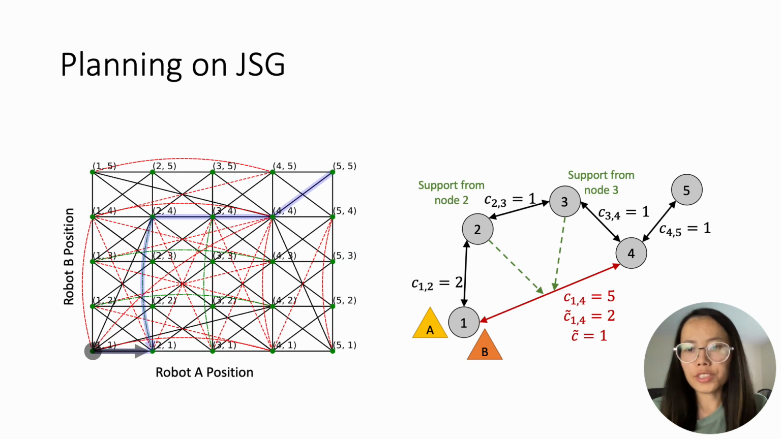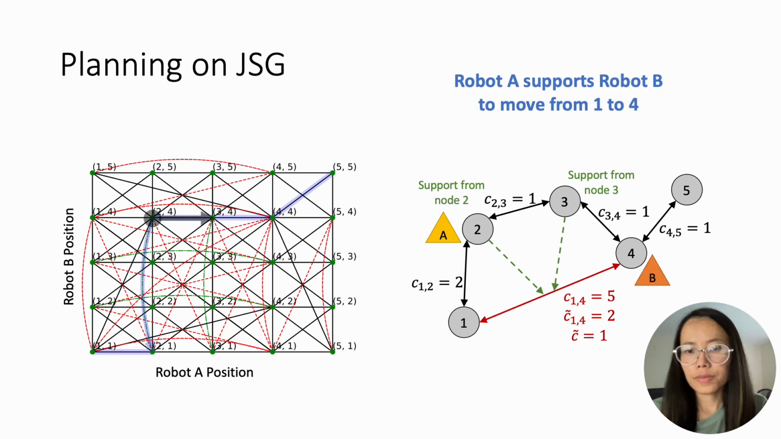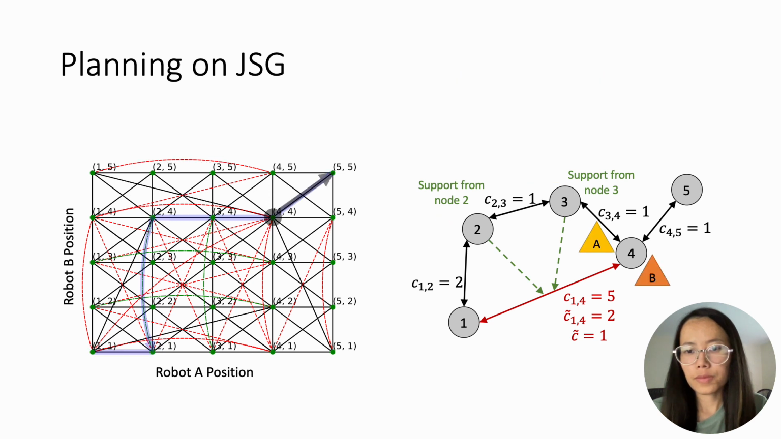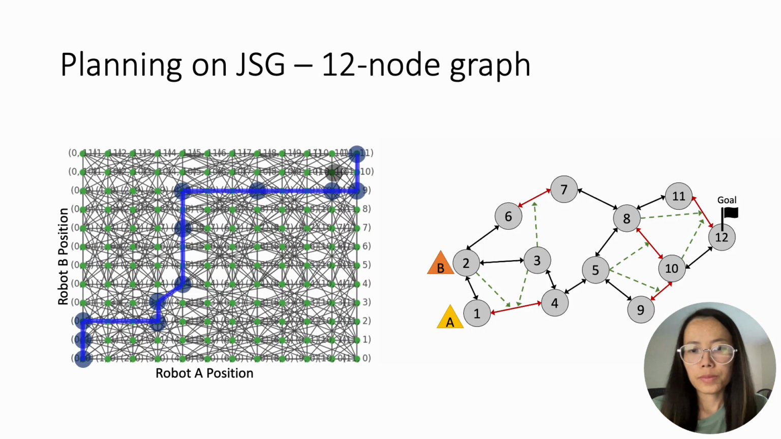Once the complete JSG is constructed, we can run a path planning algorithm from the joint start node to the joint goal node, which are 1, 1 and 5, 5 respectively. We see both robots jointly navigate the minimum cost path to reach the goal using supporting behavior. Here is another example of JSG path planning in a more complex graph.